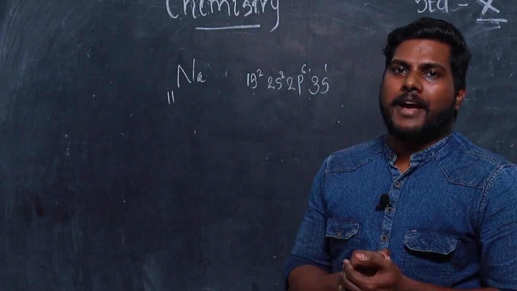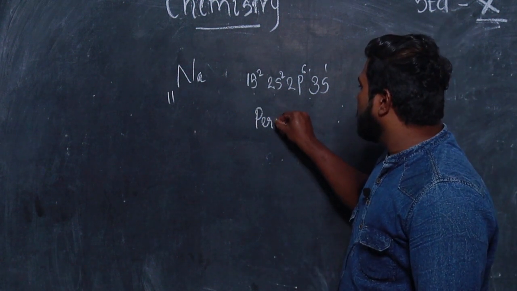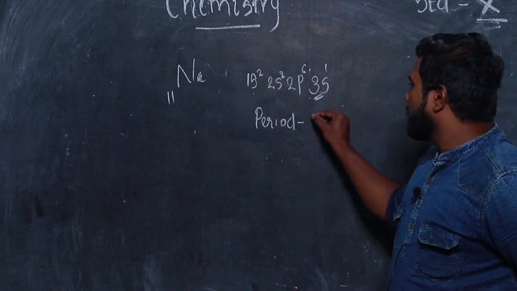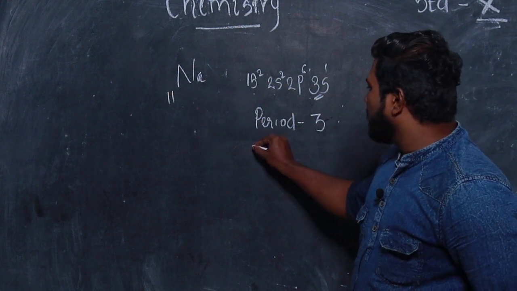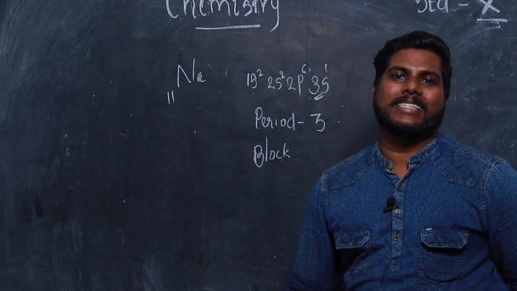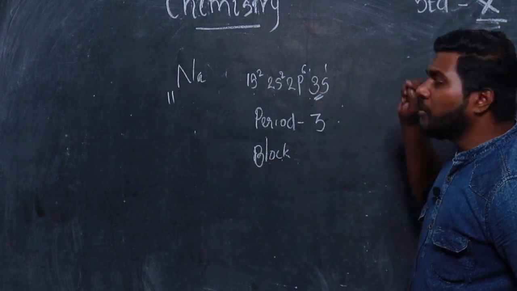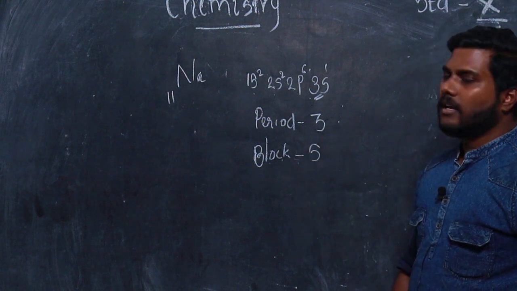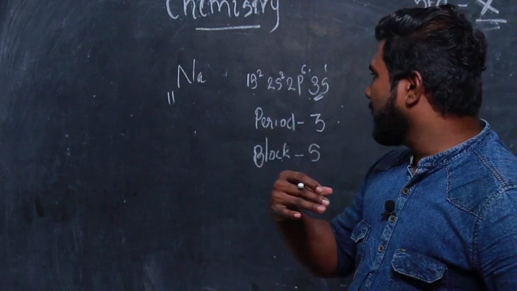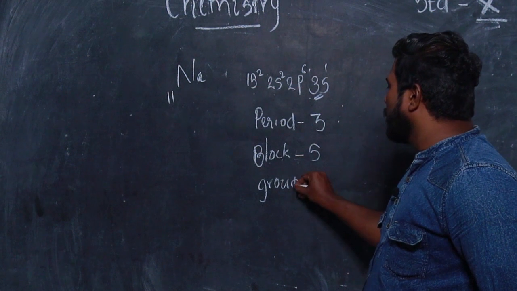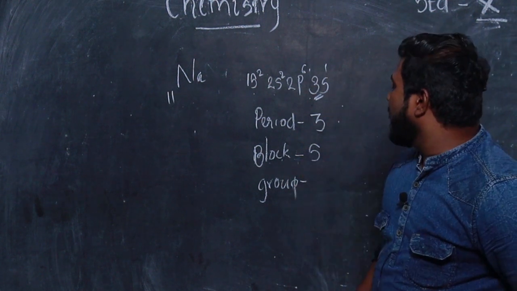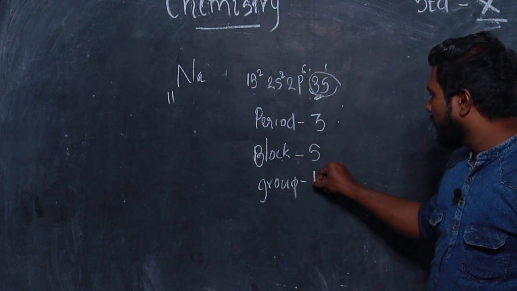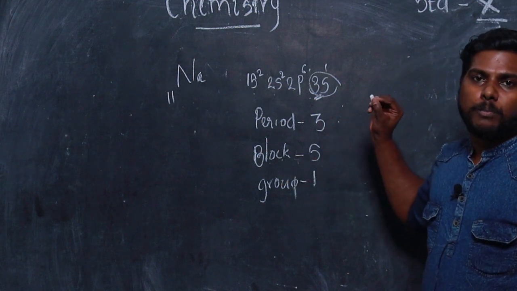Now I want to explain how to find the period of that element. Period means we take the largest shell. Here 3 is the period. Next, block. How to find the block of this element? You take the outermost subshell, that is S. Here the block is S. Now we check the group of this element. You take the electrons present in the last subshell. 1 is the number of electrons present here, so we take the group as 1.